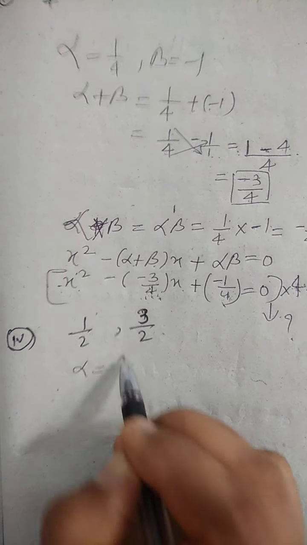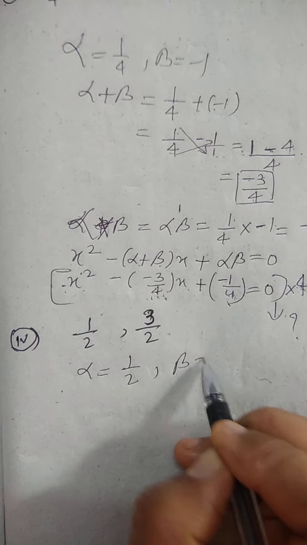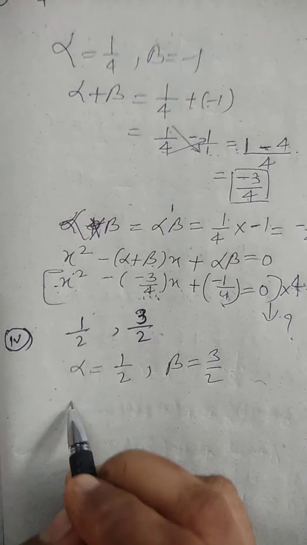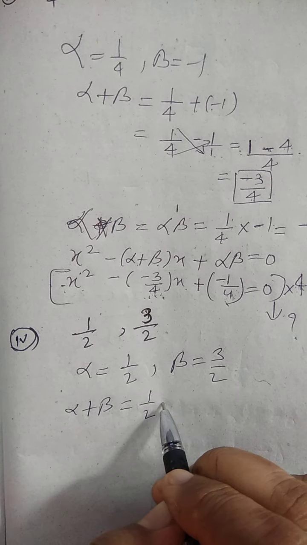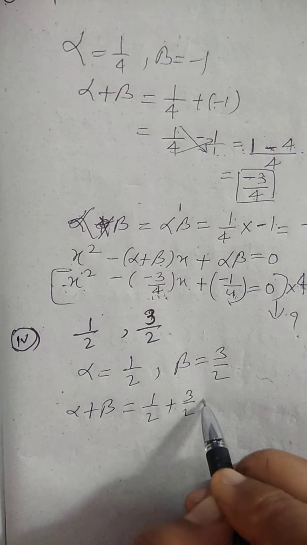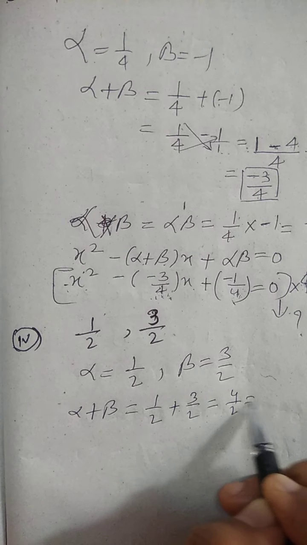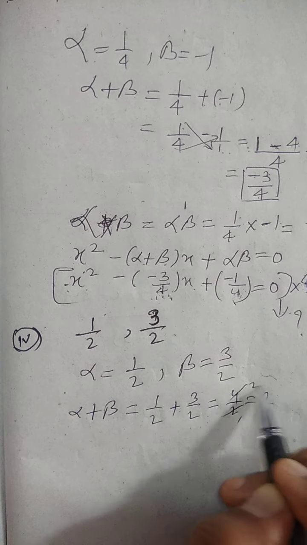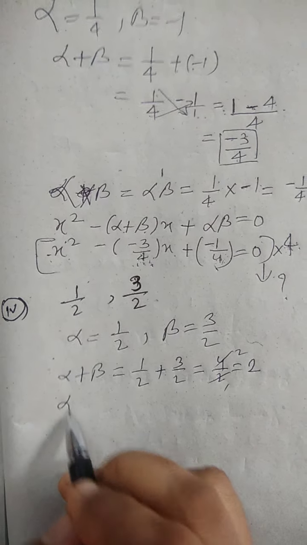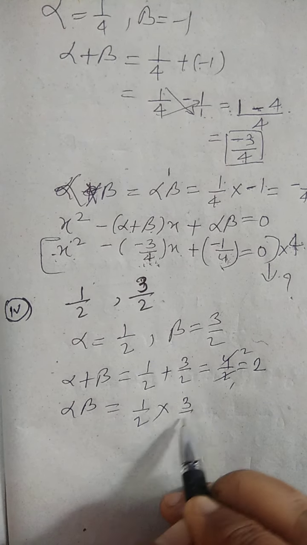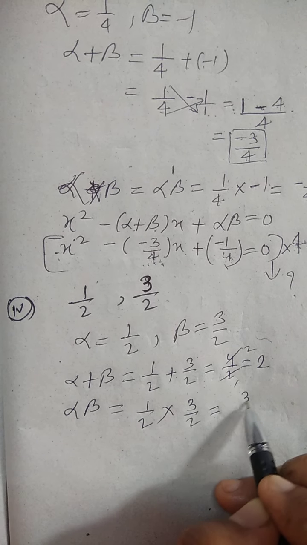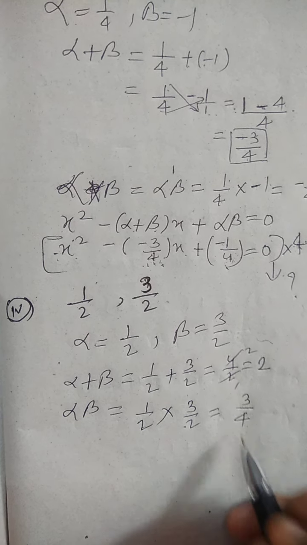Here again alpha is given 1 by 2, beta is given 3 by 2. Find alpha plus beta equals 1 by 2 plus 3 by 2 equals 4 by 2, which means 2. Okay. Then alpha beta equals 1 by 2 into 3 by 2 equals 3 ones are 3, 2 twos are 4.